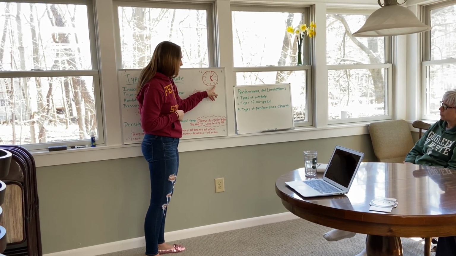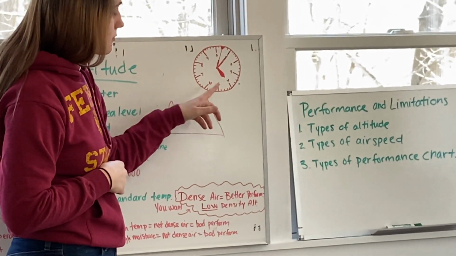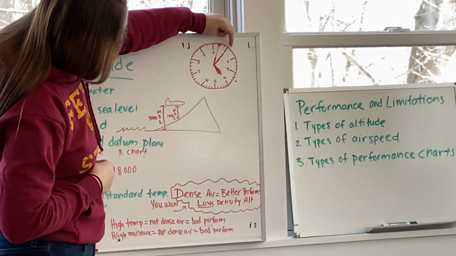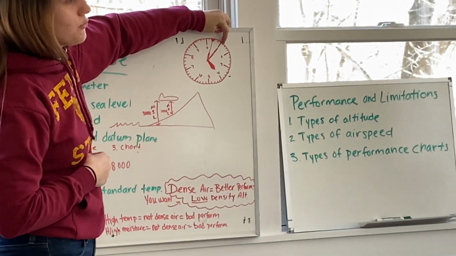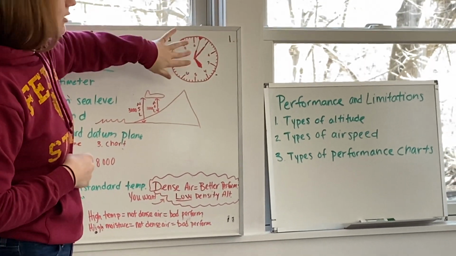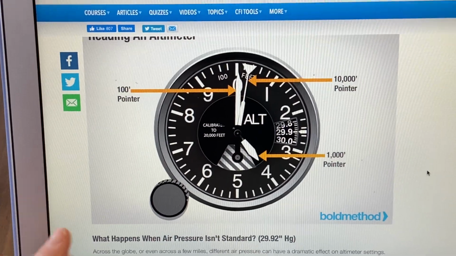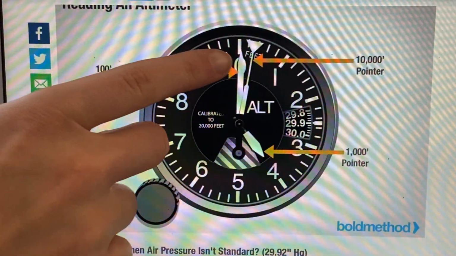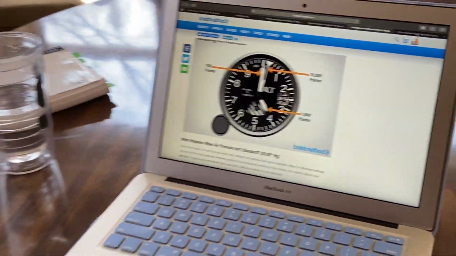Then these little notches in between each number are 20 feet increments. So say that this needle was at this first notch right here, it would be 4,120 feet. So that's just my drawn out version, but what it usually looks like is like this. So as I said, the thousands, tens of thousands, and 100s. Okay.